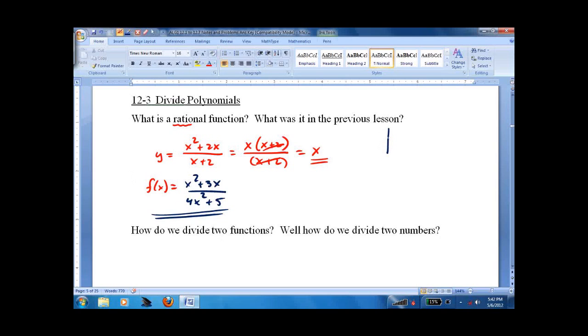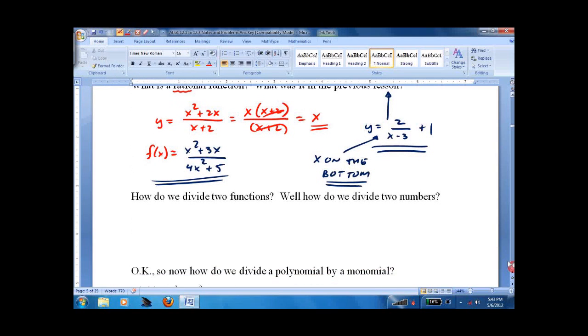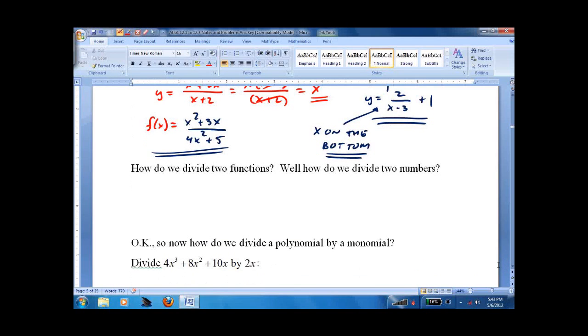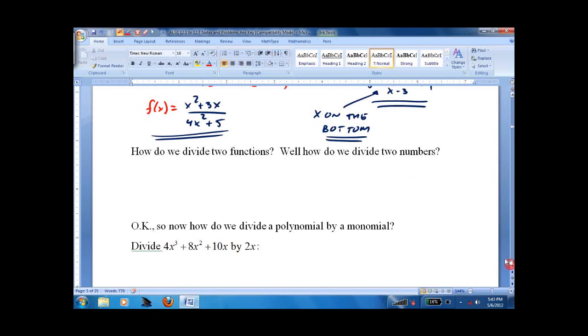In the previous lesson, we had things like y equals 2 over x minus 3 plus 1. And I bring that up because we're going to get back to that towards the end of the lesson. That's a rational function, x on the bottom. This is going to cause all sorts of problems for you going forward. But if you follow through the steps, you should be okay. So how do we divide two functions, a rational function, one on top of the other? Well, how would I actually divide those if I wanted to divide them?